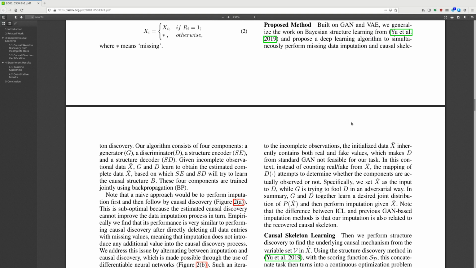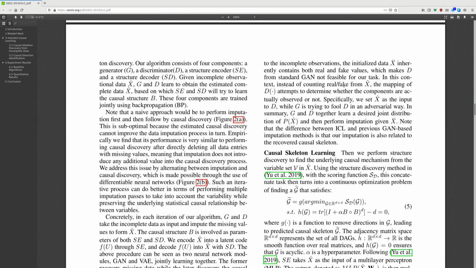Built on GAE and VAE, we generalized the work on Bayesian structural learning and proposed deep learning approaches to simultaneously perform missing data imputation and causal skeleton discovery. Our algorithm consists of components: a generator G, a discriminator, a structure encoder, and a structure decoder.